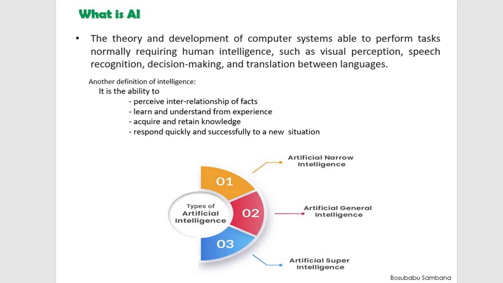Another definition of artificial intelligence: it is able to perceive interrelations of facts, learn and understand from experience, acquire and retain knowledge, and respond quickly and successfully to new situations, like decision making. Generally, artificial intelligence is categorized into three types. The first is artificial narrow intelligence, the second is artificial general intelligence, and the third is artificial super intelligence.